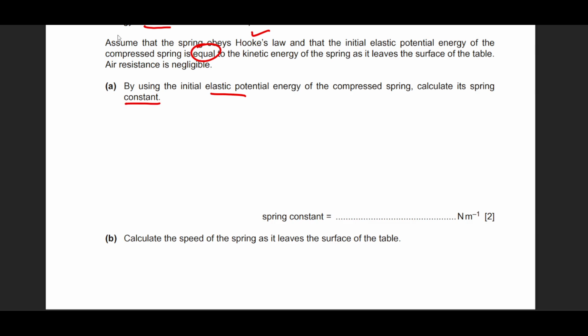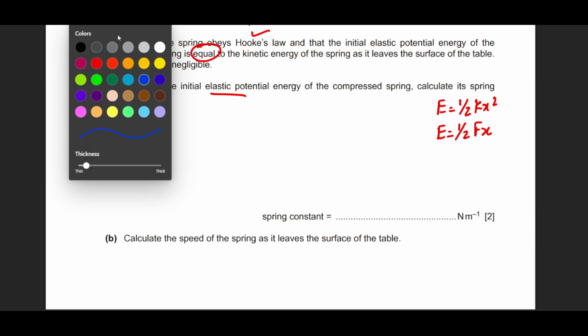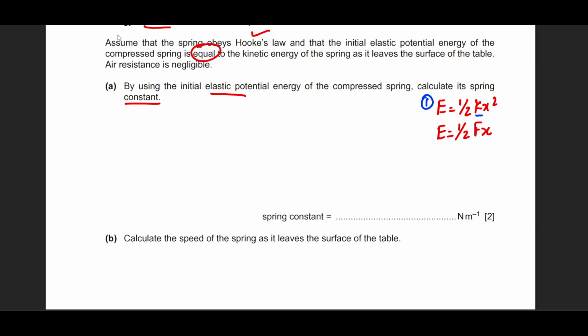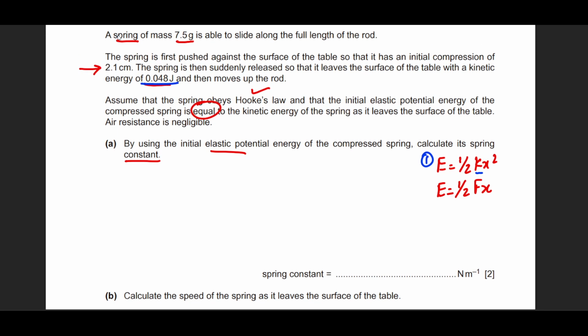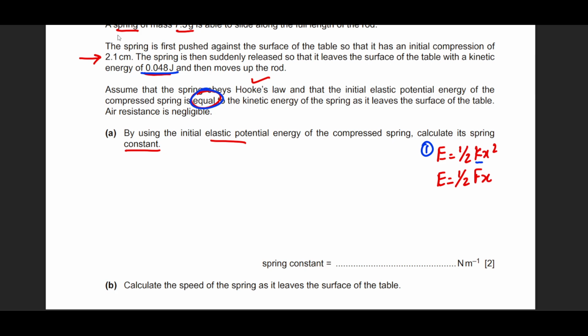So we have two formulas for elastic potential energy. One of them is E equals half kx squared, and one of them is half Fx. Out of these two, I can see that from the first formula I have a spring constant I can use. And do we have the energy? Yes, we do have the energy. So they are both equal. Hence, the kinetic energy was equal to the elastic potential energy, which is equal to half kx squared.